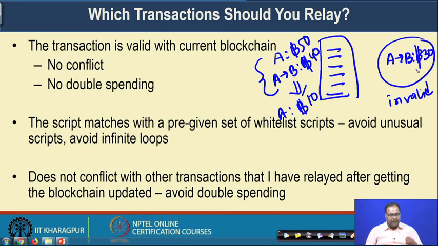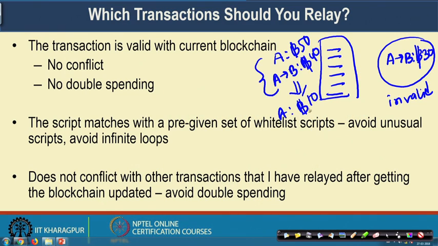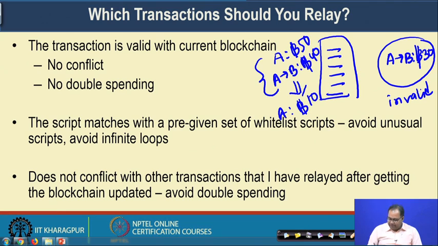So that is the first task that every node needs to do: after doing the script validation, they need to validate that there is no conflict with the existing transactions and no double spending. Double spending in the sense that there are two transactions from Alice, say, where initially Alice had some 10 Bitcoin.